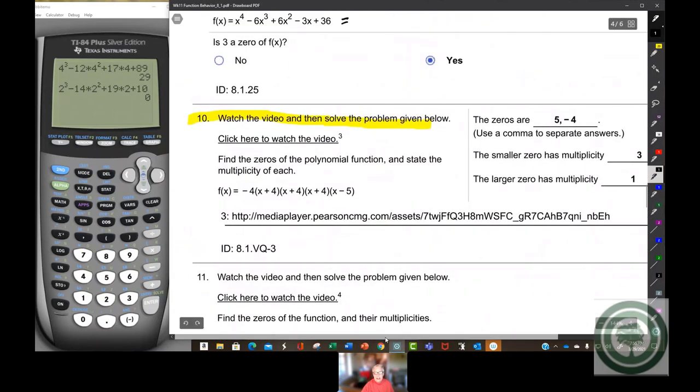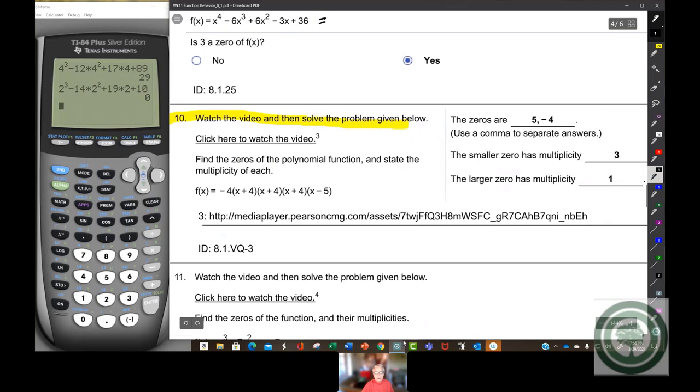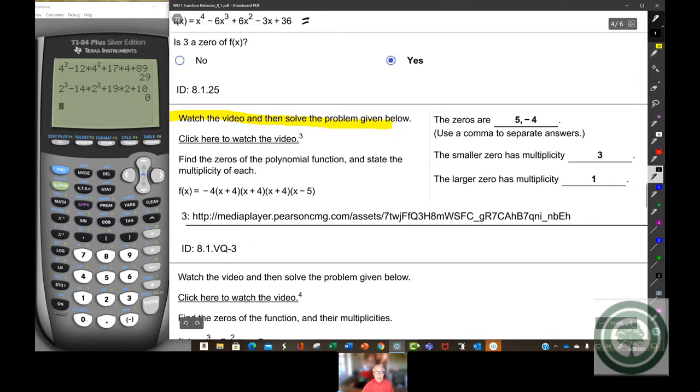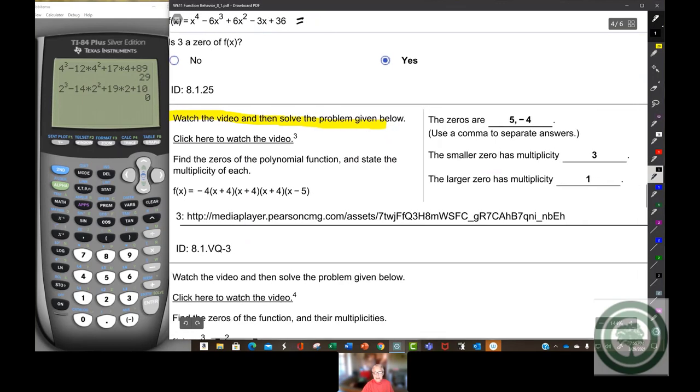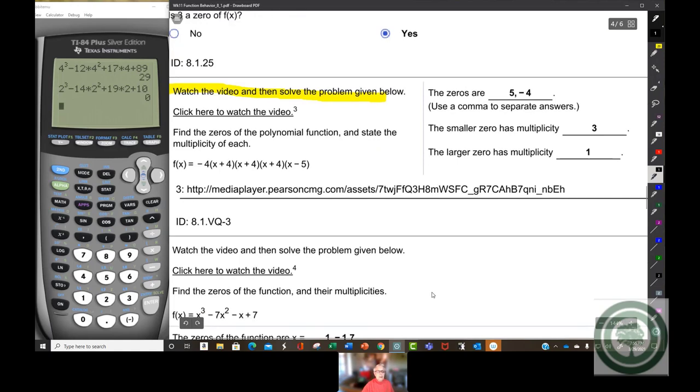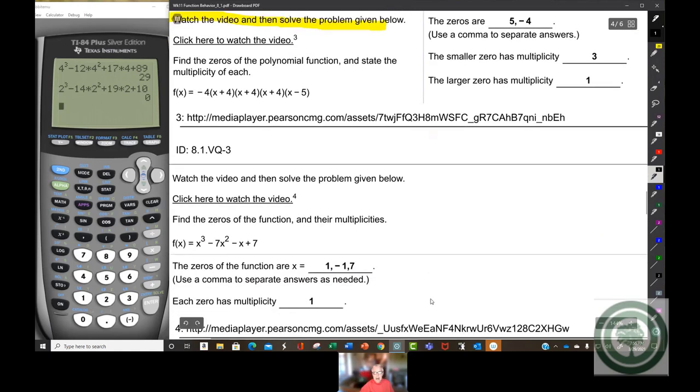Now we're going to look at why leading terms are so important, another reason why zeros are so important, and why multiplicity is important. Multiplicity is how many times a zero happens. So here we have a function that the My Math Lab people have been kind enough to already factor for us.